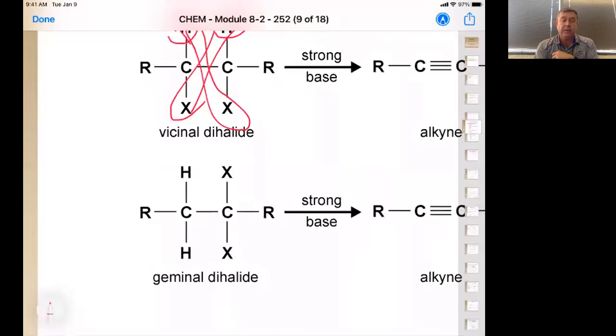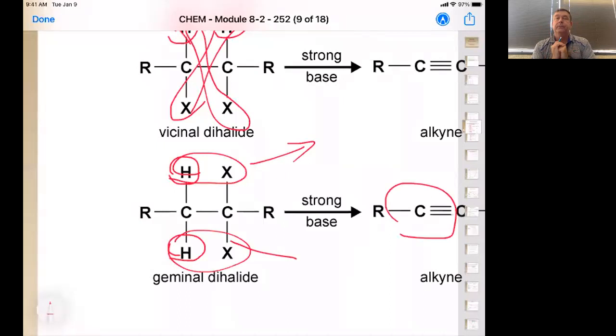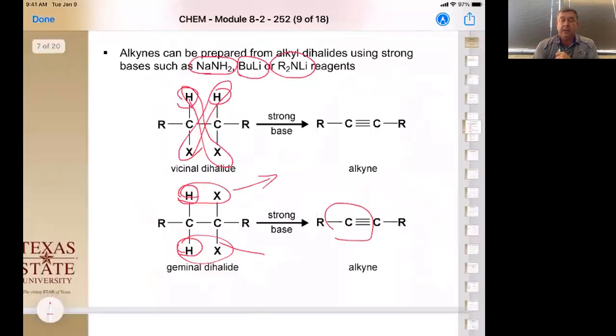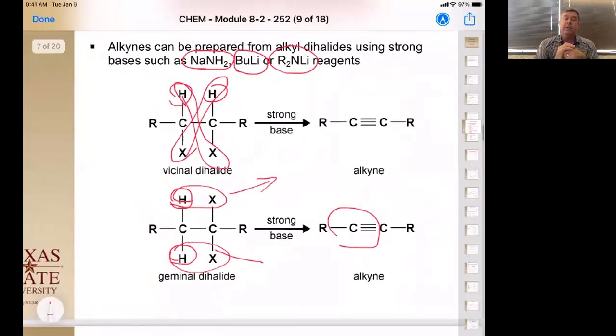As long as there are 2 hydrogens adjacent to that, we can eliminate 1, eliminate 2, and generate our triple bond. Okay, so the requirement is very strong base and at least 2 halogens with 2 hydrogens to be able to remove 2 equivalents of acid. Okay, so that's how we make alkynes. We made alkenes a couple different ways, and we made them by removing acid. Here, we just need that stronger base to remove that second equivalent. Questions on that?